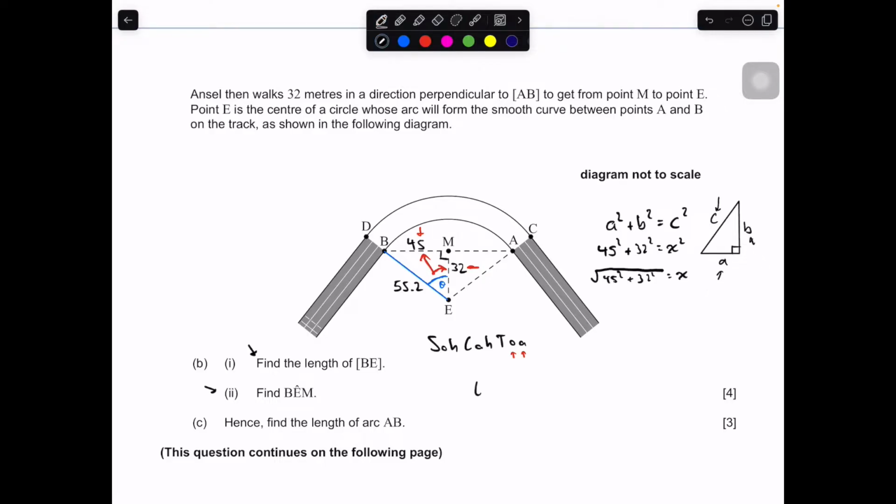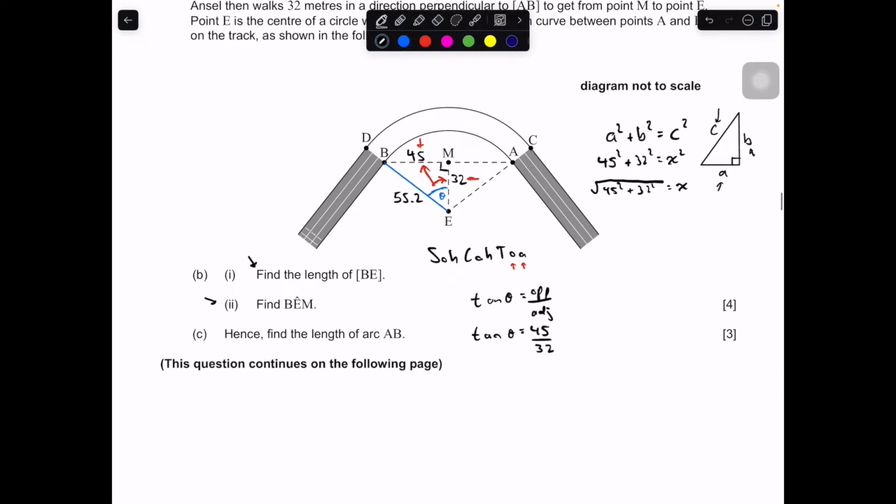So opposite, adjacent, let's use tan. Tan theta is equal to opposite over adjacent. Tan theta is what we're solving for. We can work this out using a little algebra. And if you want, of course, you can write it out as theta is equal to tan inverse 45 over 32. Or we can just solve for theta.